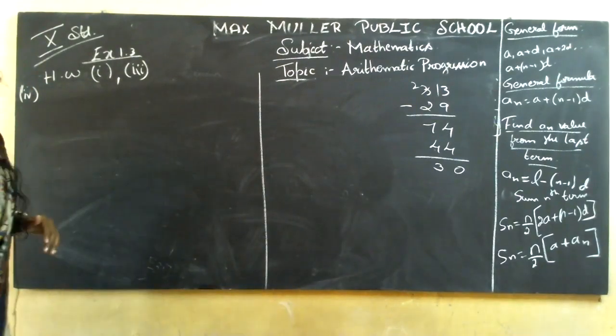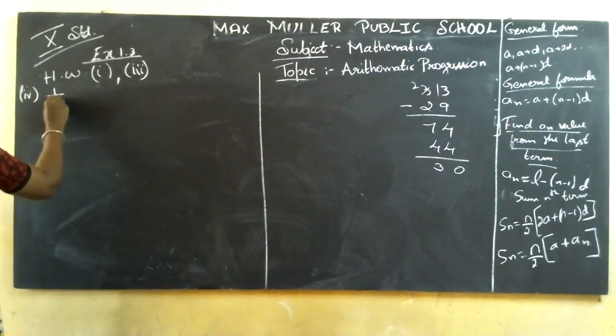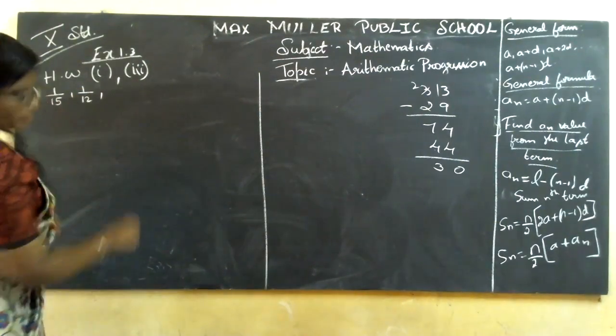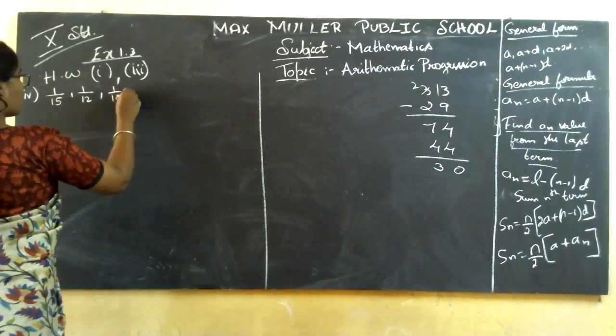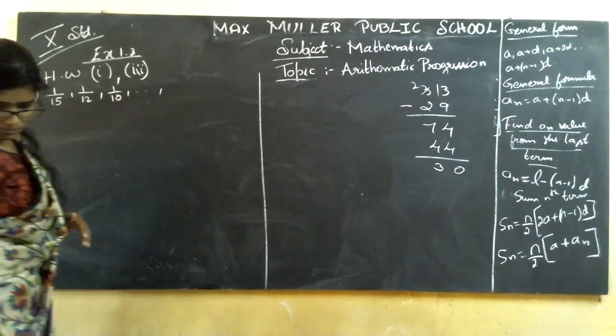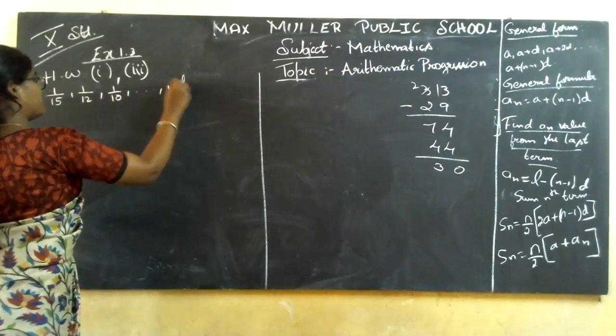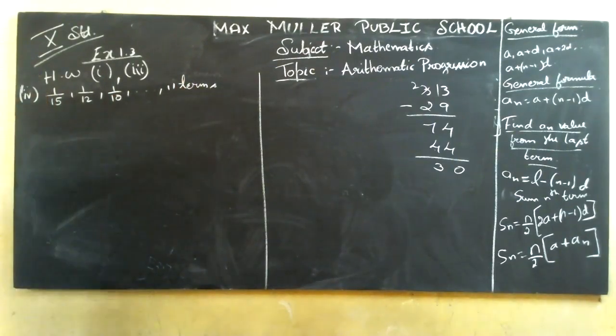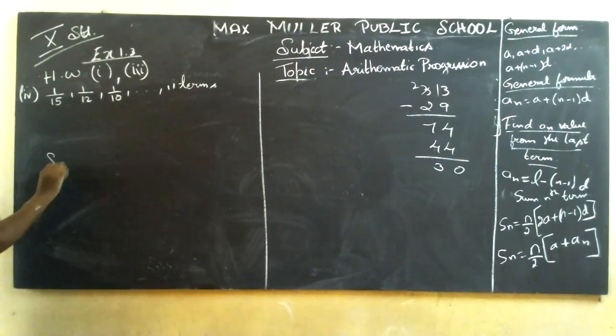What is the fourth one? 1 by 15, 1 by 12, 1 by 10, up to 11 terms. What did I tell you? Leave a gap, write the SN formula.